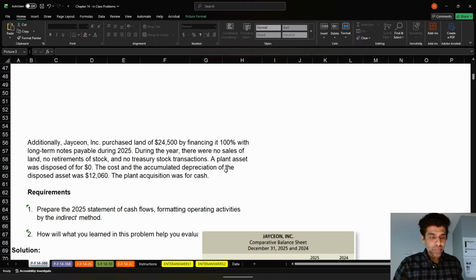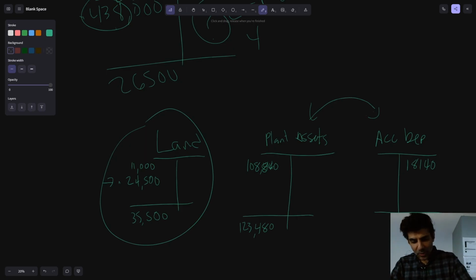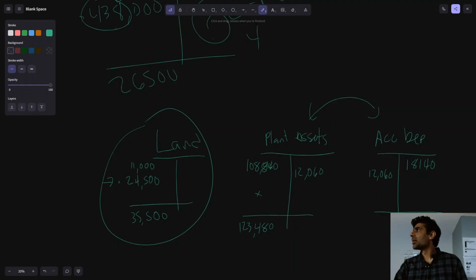The cost and accumulated depreciation of the disposed asset was $12,060. So I know that there was a credit of 12,060 here and also a debit of 12,060 here. Okay, so now we're going to have to figure out how much was acquired, because if we just did this minus this, we don't get to this ending balance. The math would give us 26,700.